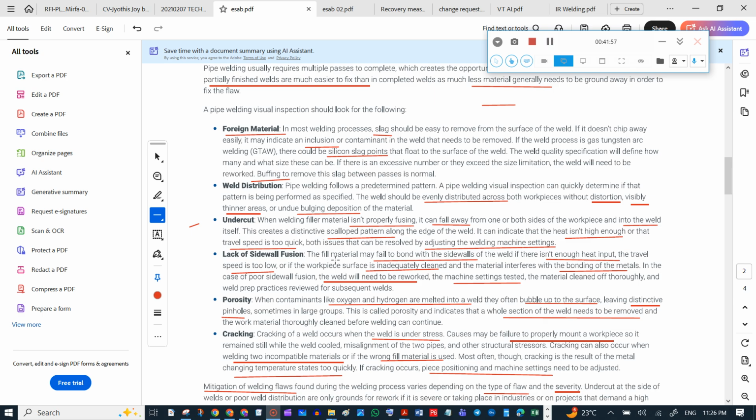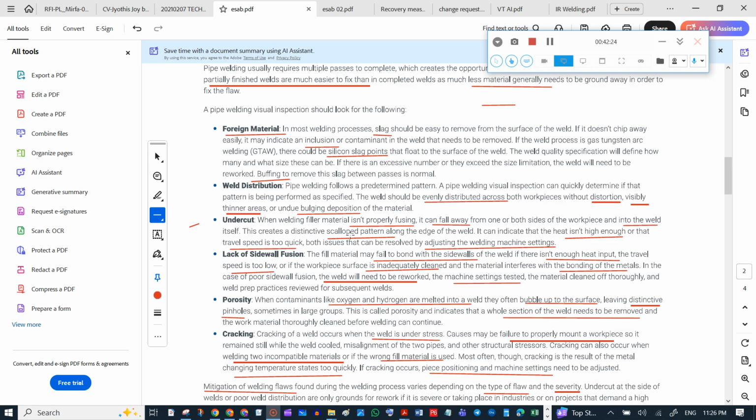Now undercut: if the welding filler material is not properly fusing, it can fall away from one or both sides of the workpiece and into the weld itself. It creates a distinct scalloped pattern along the edge. It can indicate that the heat isn't high enough or the travel speed is too quick. Both issues can be resolved by adjusting the welding machine settings.